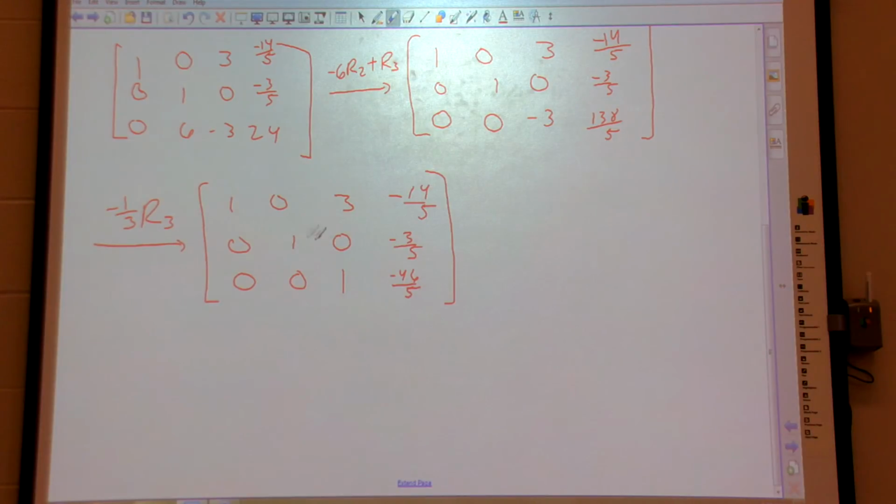What do we get? Negative 46. Sounds about right. Anyone else get that? Yeah? Okay, almost done, right? Got this column, this column. Now this just needs to be a 0. So what would I do? Negative 3 R3 plus R1.